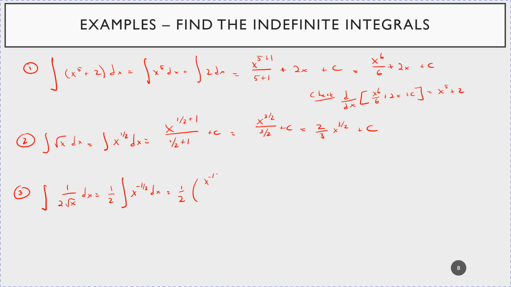So this is x to the minus 1/2 plus 1 all over minus 1/2 plus 1 plus c. Minus 1/2 plus 1 gets me x to the 1/2 divided by 1/2 plus c. The 1/2 and 1/2 will cancel, or you could think of the 1/2 coming up as 2 over 1 and then canceling out. So you just get x to the 1/2 plus c, which is the same thing as the square root of x plus c. So again, for here it was just whenever you can, just follow the power rule, okay? All right.